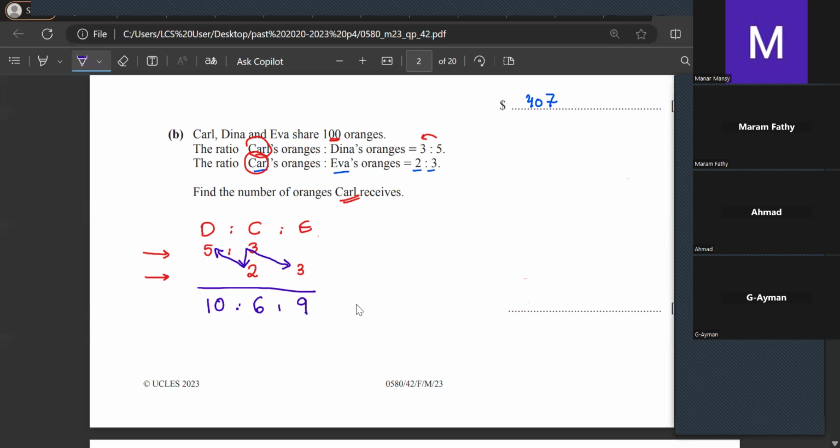Okay, so get the total of them, 25. And the total of share, 100, so I will write 100 down. Now it's easy to get either Dina or Carl or Eva. He wants Carl, so I will put X here. Then do crisscross. So X will be equal to 6 multiplied by 100 over 25, which is 24.